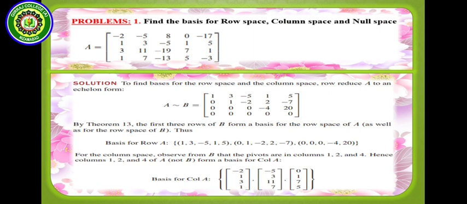Here the number of non-zero rows is three: first, second, third. These three rows form a basis for the row space: 1, 3, minus 5, 1, 5; 0, 1, minus 2, 2, minus 7; 0, 0, 0, minus 4, 20. Next, for the column space, observe from B that the pivots are in the first, second and fourth columns. These three column vectors form a basis for column A.